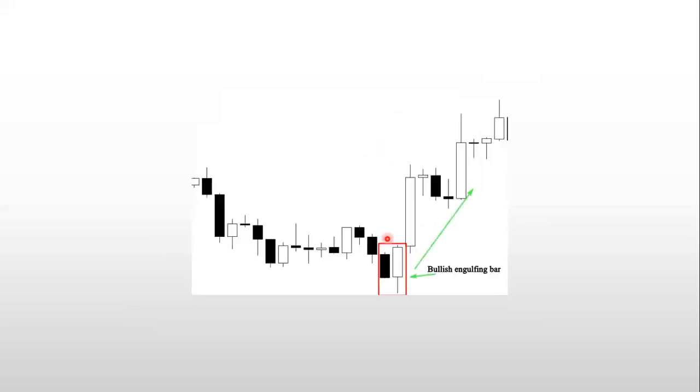Good. So we have the sellers taking control of the market all the way down here. Then the bullish engulfing bar set in. That is where the buyers came in. So you could see that this is a support line.